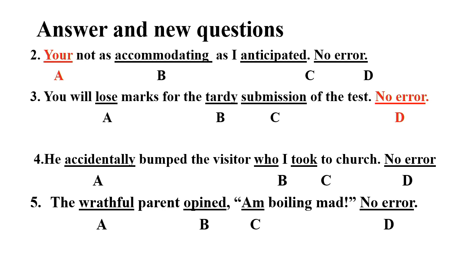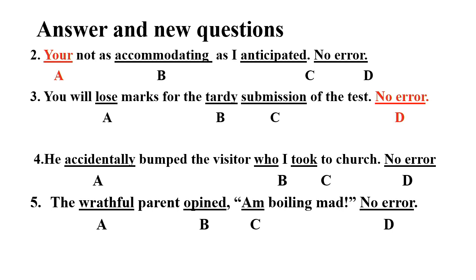Your. Remember we said your is a possessive adjective. It must have a noun after it. There's no noun. So we need you are, not as accommodating. So A is incorrect. It should be you are, or you're with the apostrophe. So that's the incorrect element.